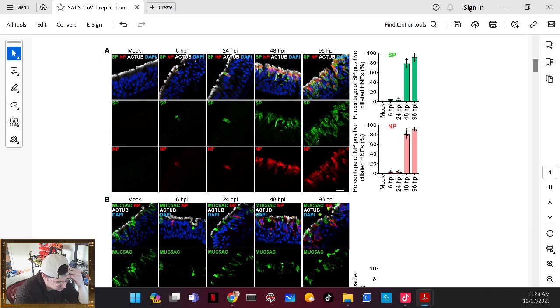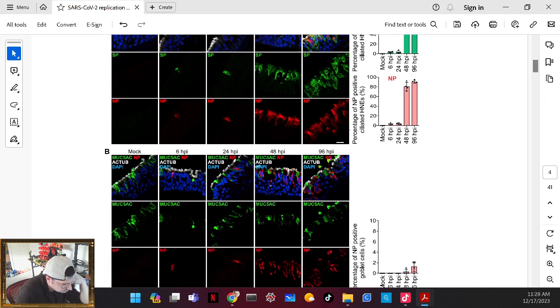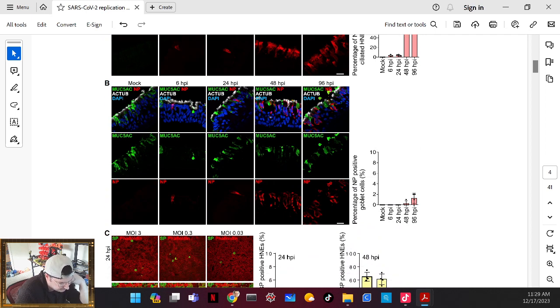So this is just it isolated. And that's the percentage of spike positive ciliated cells. So yeah, it's spreading down and outwards. And then we have our nucleocapsid protein. And that's doing the same exact thing, which is just confirmation. Then in this next one, we have our control.